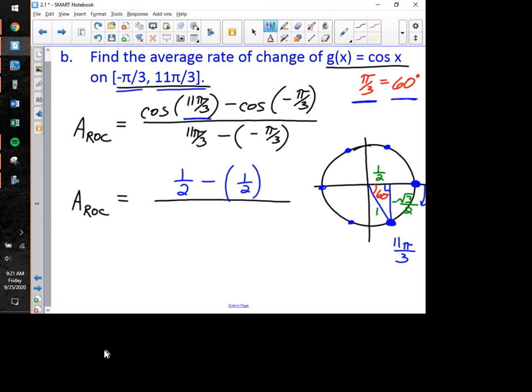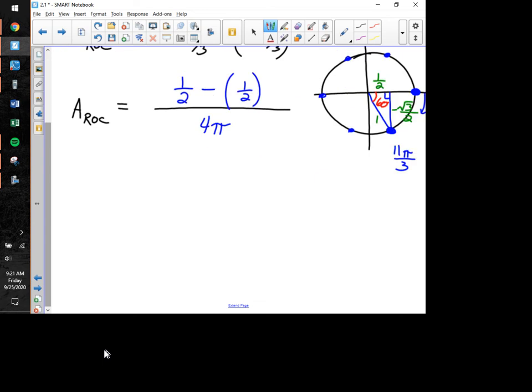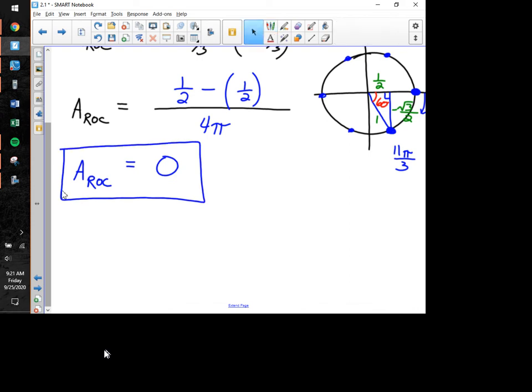Now down on the bottom, 11 pi over 3 minus negative pi over 3 becomes addition, 12 pi over 3, and that's going to be 4 pi. But that's kind of irrelevant here. As long as our denominator isn't 0, we can see now that with the same number in the numerator twice being subtracted, we're going to end up with an average rate of change of 0. That can absolutely happen.